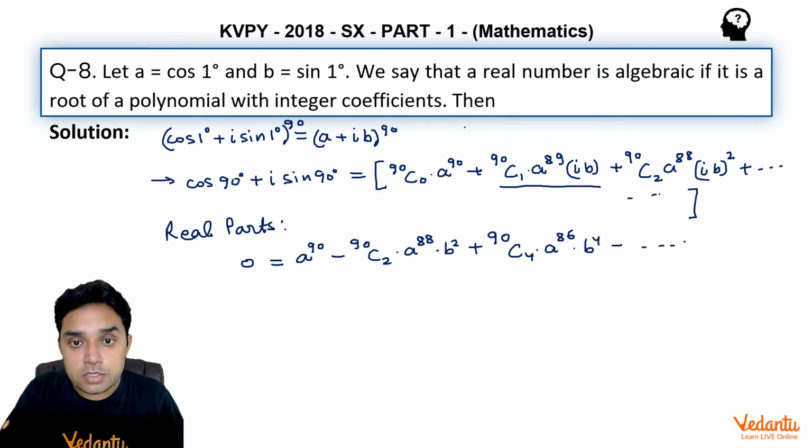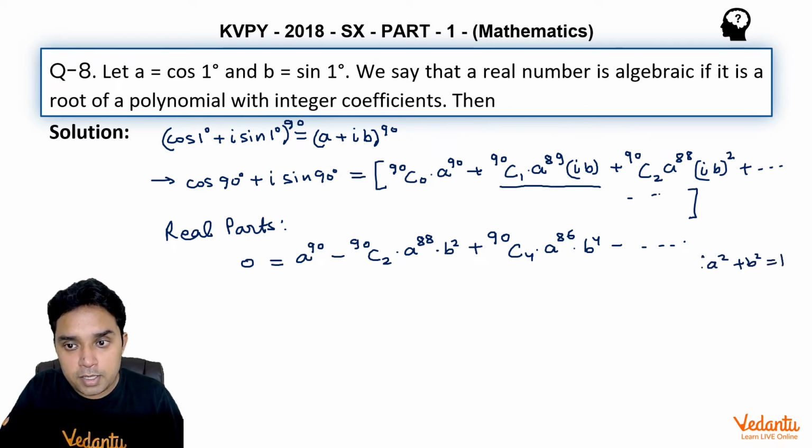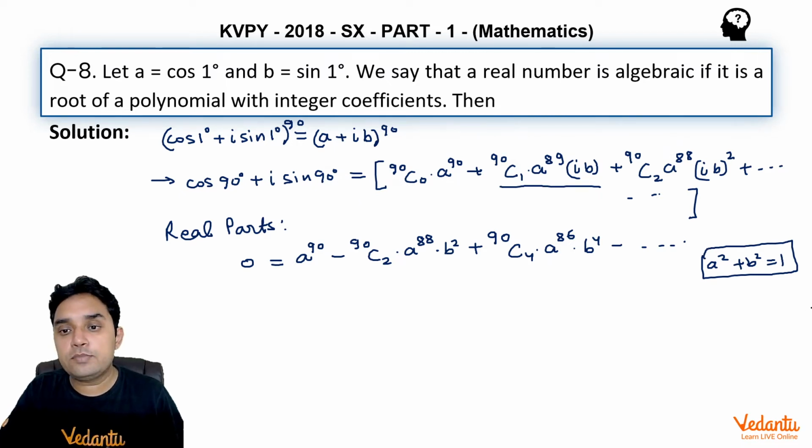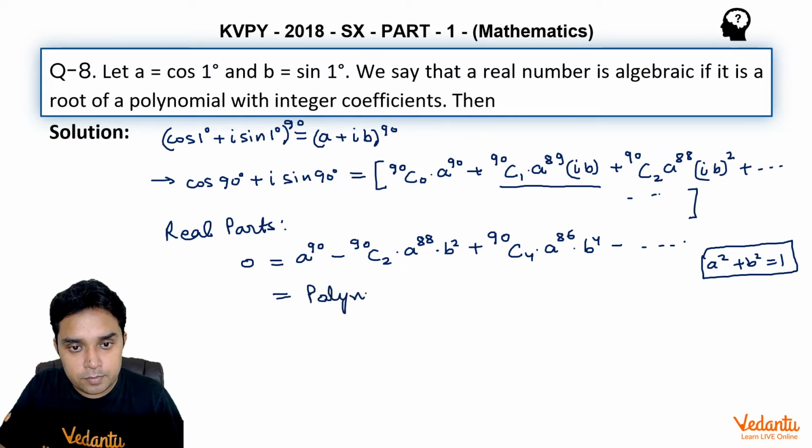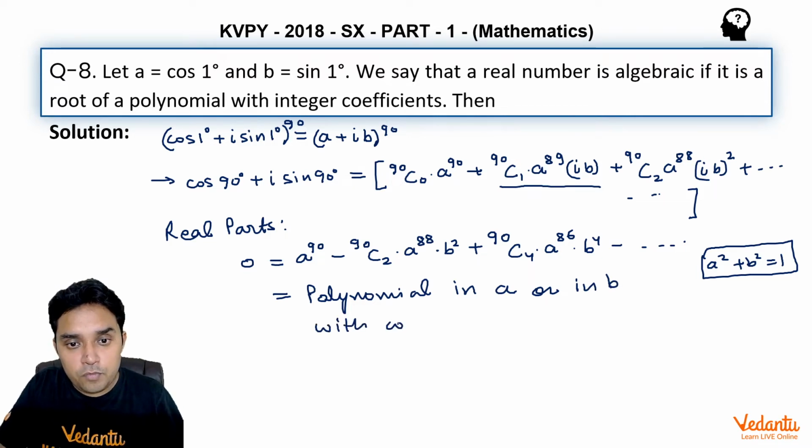Now because A square plus B square is equal to 1, we can convert B square in terms of A square or A square in terms of B square. So this same thing can be written as a polynomial in A or in B. In both cases, with coefficients as integers.